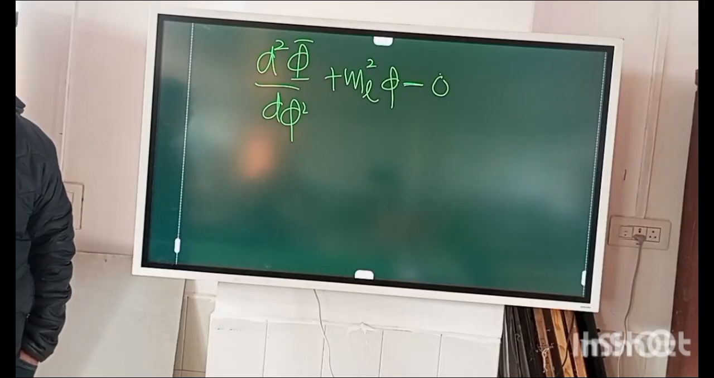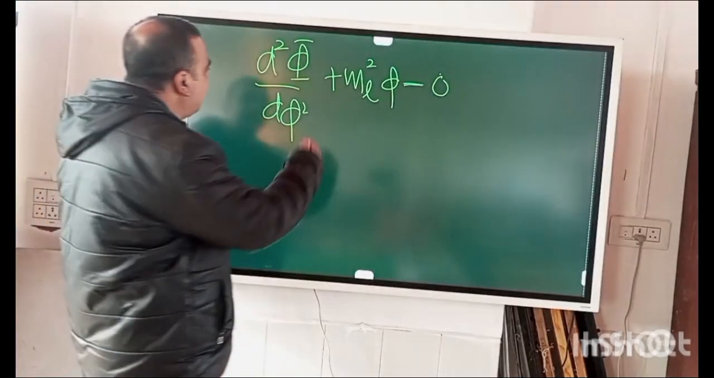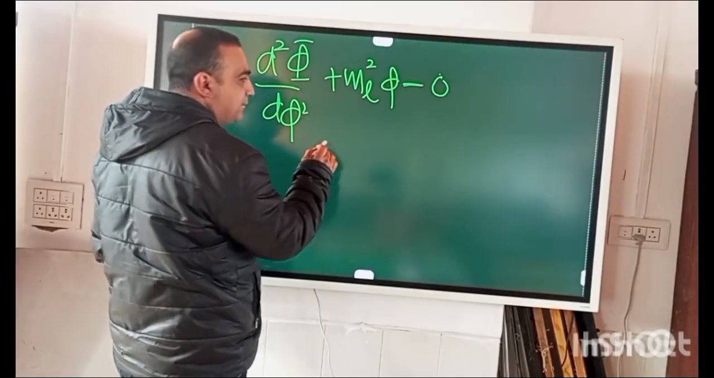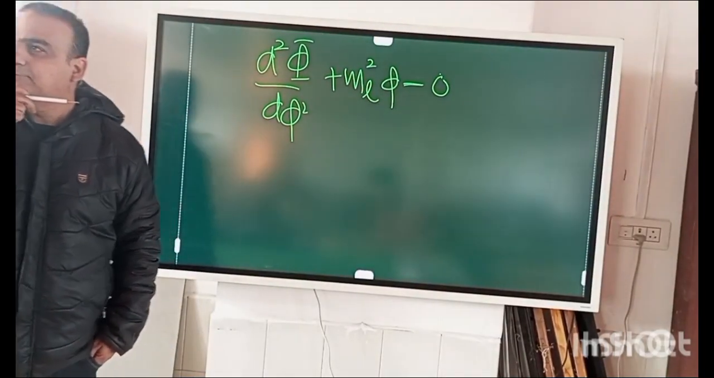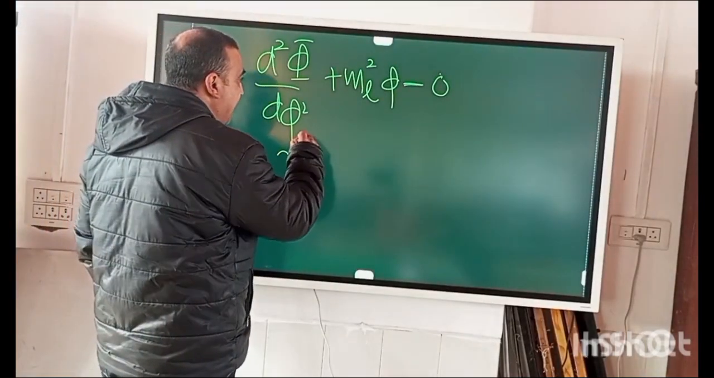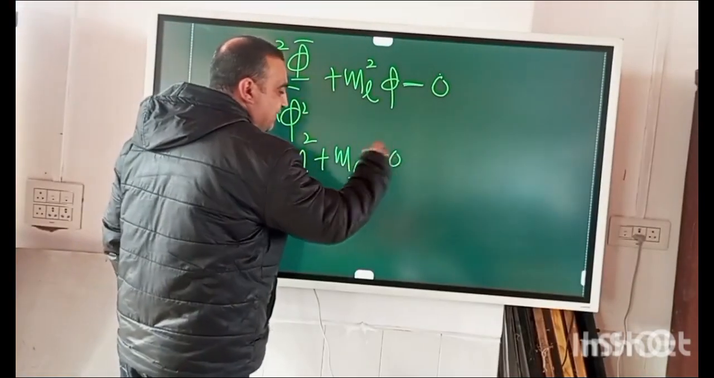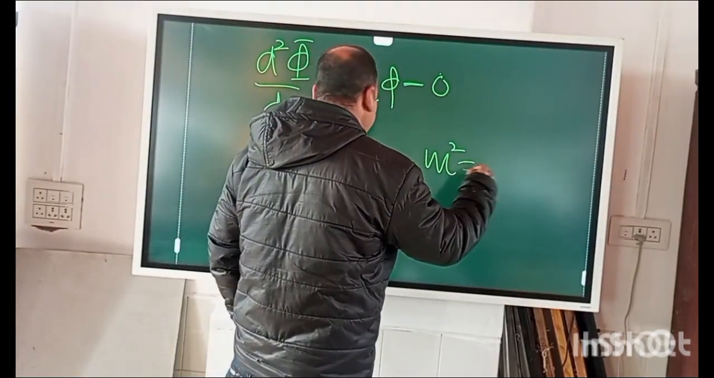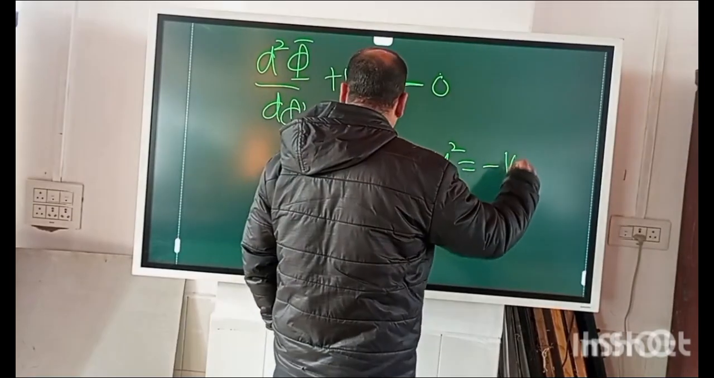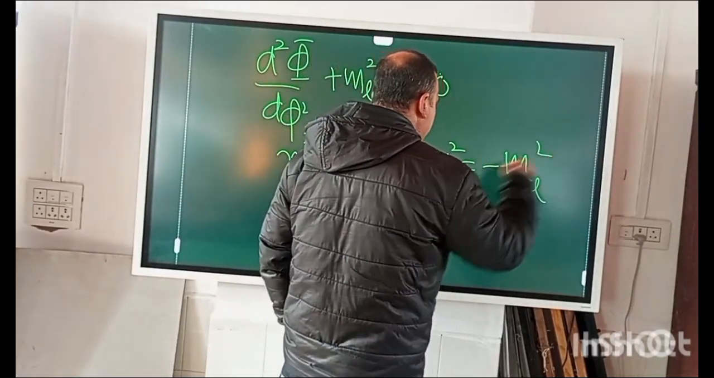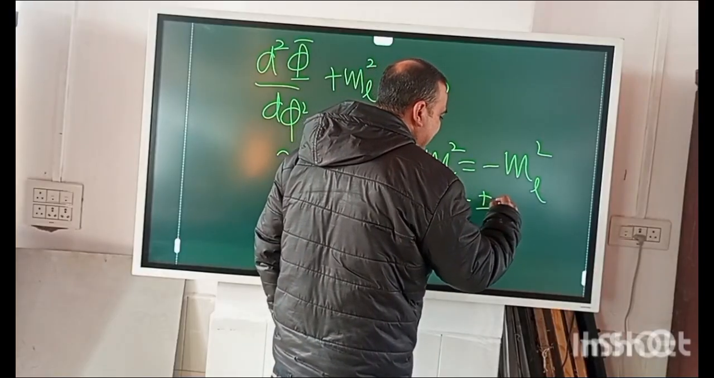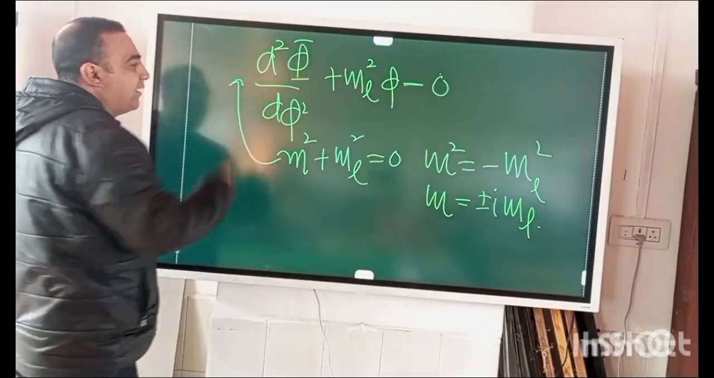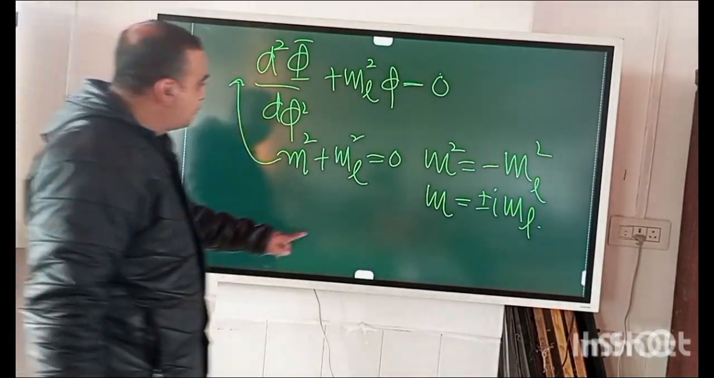A sine. Yeah, you can think of that as, yeah, come on. M square plus ml square is equal to 0. So m square will be minus ml square. So m will be plus minus iota ml. So m I have chosen here for d2 by d phi 2. So what will be its solution?